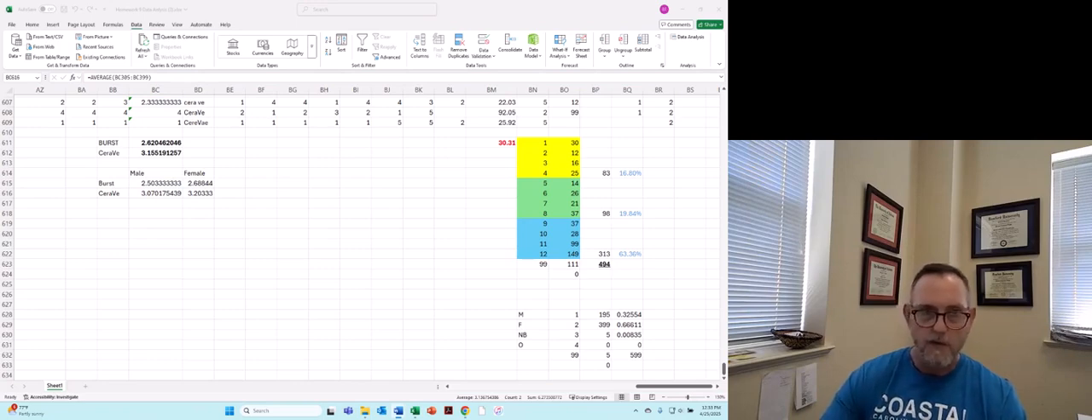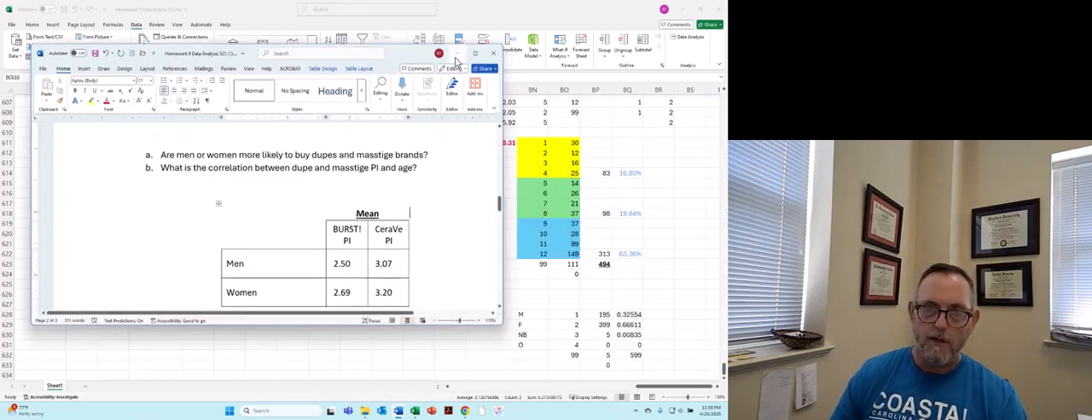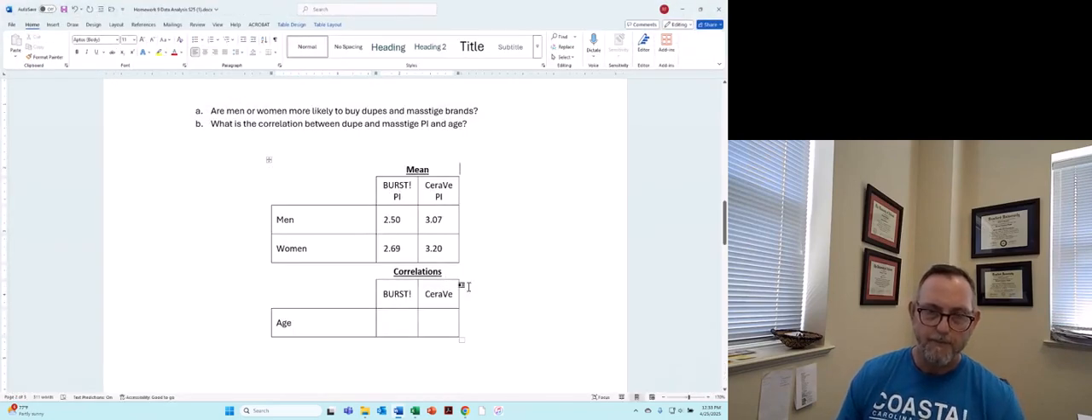We have a 2.50 or 2.05, yeah, 50. I'm just going to update this on our chart. 3.07, 2.69. And again, we're going to round here, and it'll look a little bit like this, right? So those would be the numbers that would go in there.